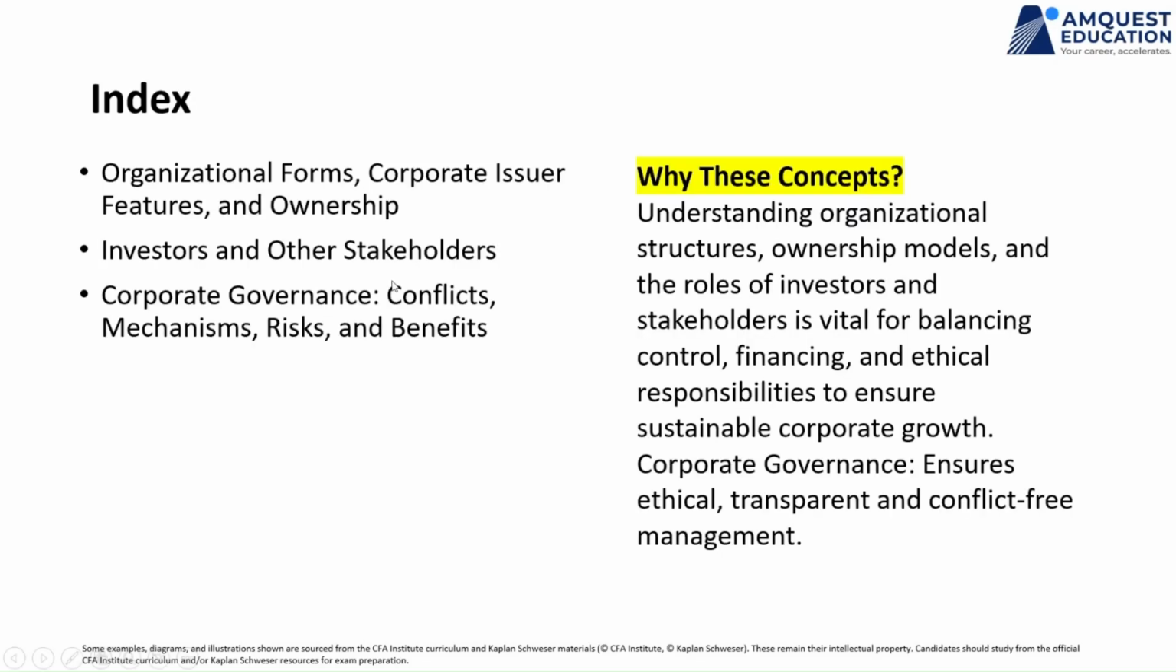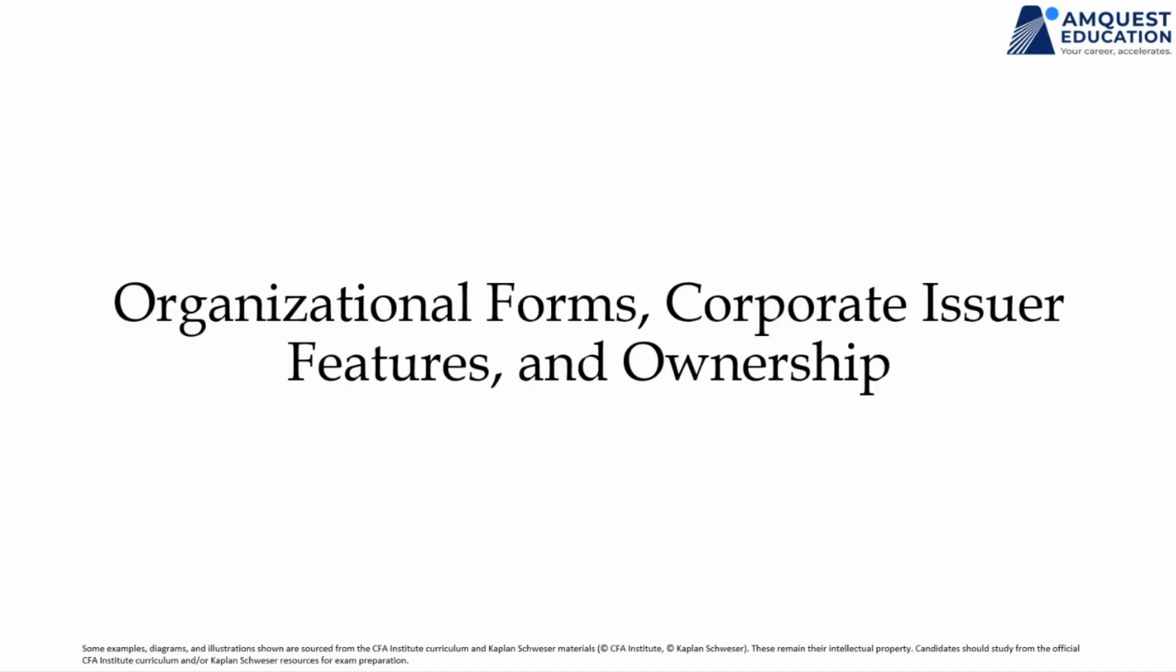Now, when we say corporate issuers, we are going to focus on three broader concepts: organizational forms, corporate issuer features, and ownership. So how are the different types of entities established? What are the entities like in the US? There is an LLP, there's an LP, limited partnership. So, different types of organizational forms. Who are the investors and other stakeholders, and how do you handle corporate governance? And how do you read corporate governance in terms of a company's risk assessment? Let's begin with the first one, which is organizational forms.